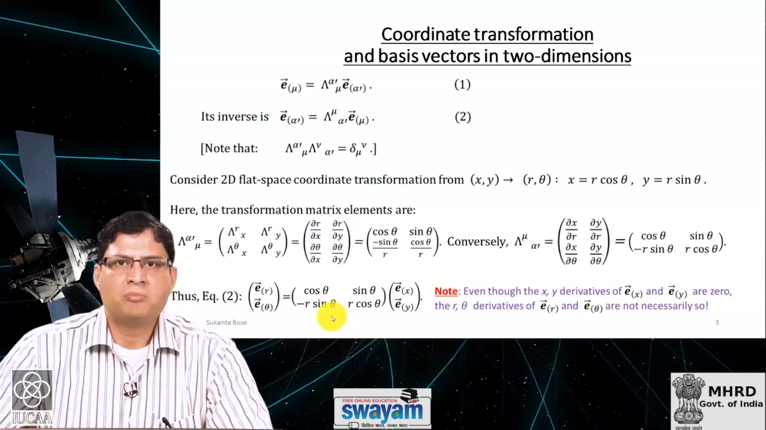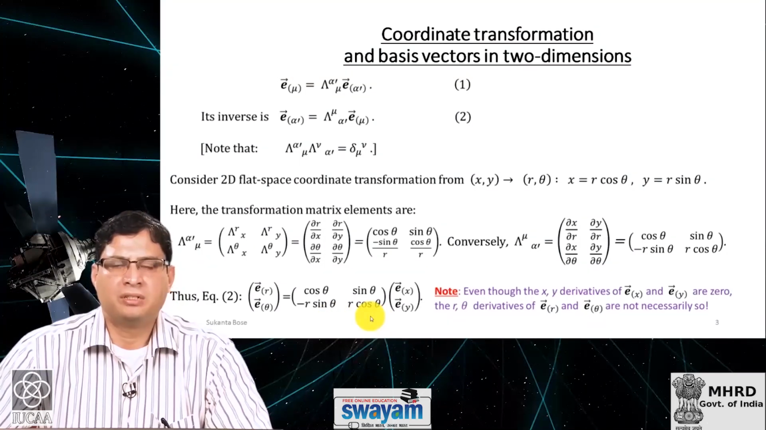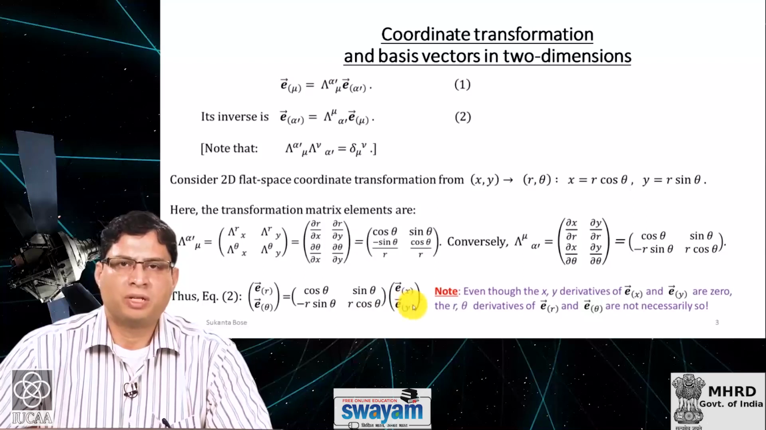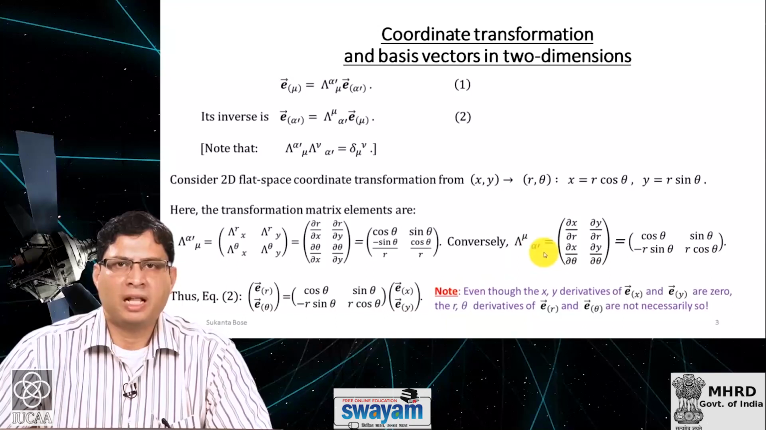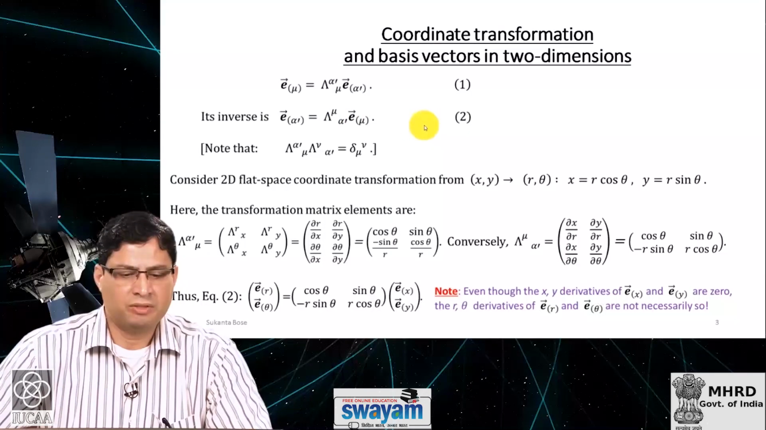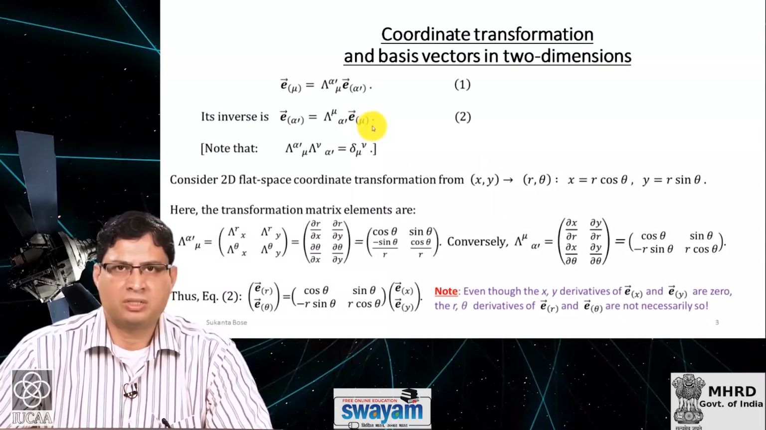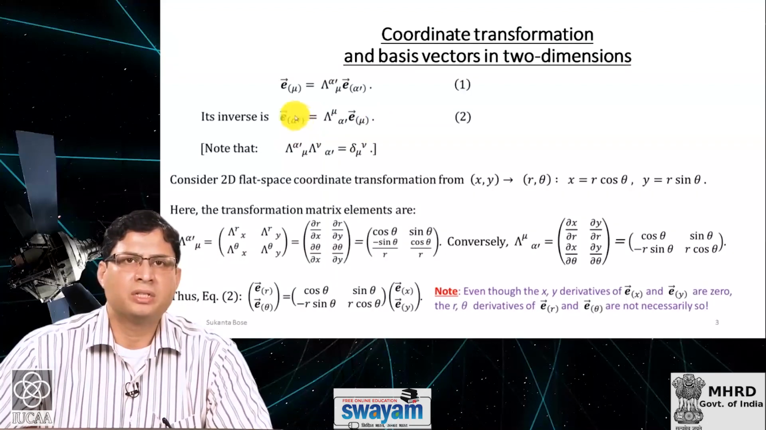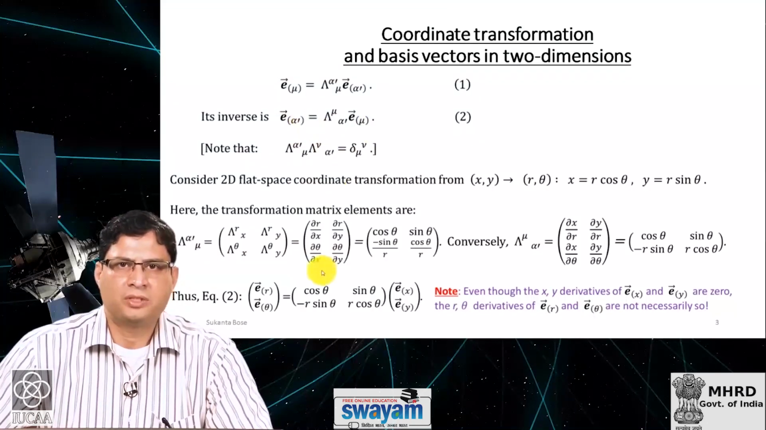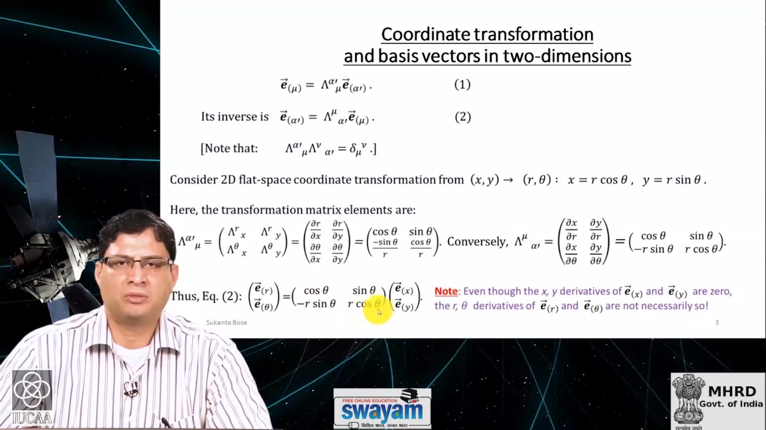And the matrix that will be relevant here for transforming from the Cartesian to the polar coordinates is this lambda mu alpha prime matrix, which is the one that is applied in equation 2. And this is the relevant equation because we are going from the S frame, which in our case is the xy coordinate system, to the prime frame, which is the polar coordinate system. So that is why you will use this cosine theta, sine theta, negative r sine theta, r cosine theta matrix.